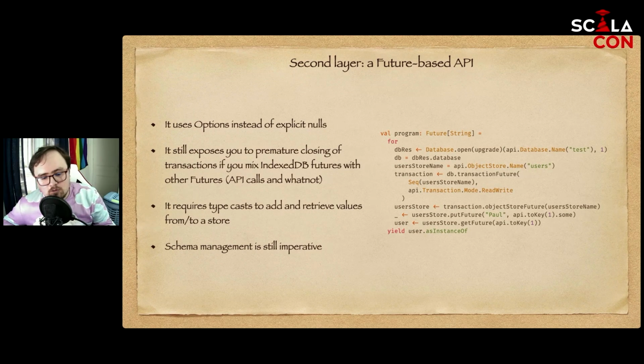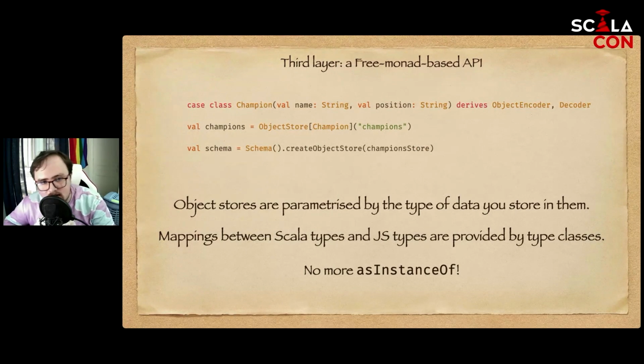And the way you create object stores and indices is still highly imperative. And finally, we have a third layer, which is a free monad-based API, in which object stores are parameterized by the type of data you store in them. And the mappings between your Scala types and your JS types that you store in IndexedDB are provided by type classes, very similar to what Doobie does using the read and write type classes, and also very similar to what Circe does with the encoder and decoder type classes. So no more asInstanceOf in your code.